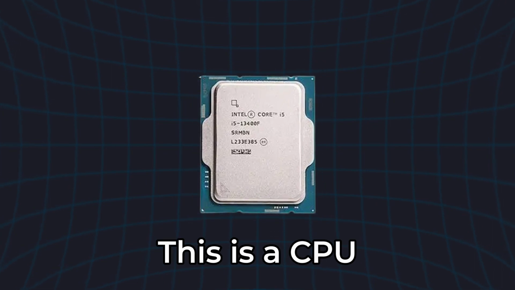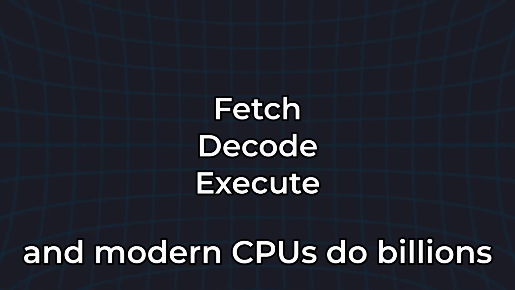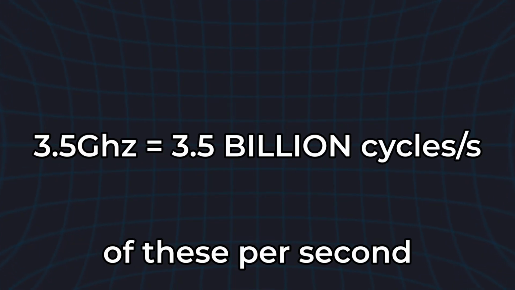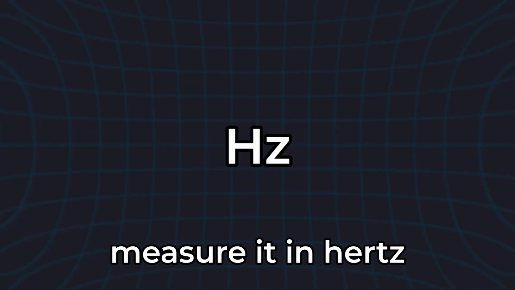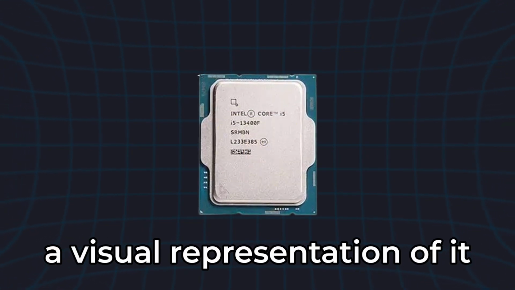This is a CPU. Its purpose is to fetch, decode, and execute instructions. These are called FDE cycles, and modern CPUs do billions of these per second. That's a frequency, so we measure it in hertz. CPUs are packed with components all working together. I'm going to show you a visual representation of it working in Minecraft.